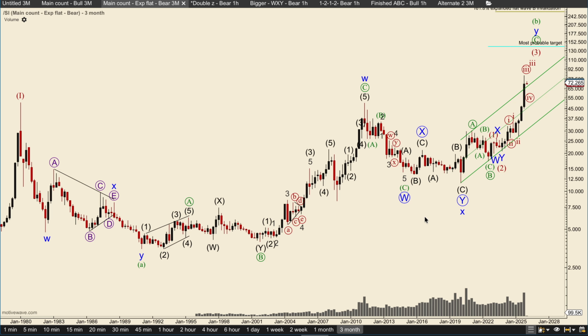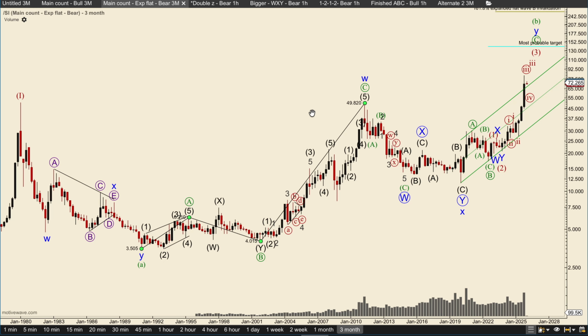Which one of these has the highest probability? If we start with the bearish scenario, which we have here, this doesn't break any rules, and it's very important not to break rules when doing the Elliott Wave counting, but it doesn't really adhere to the guidelines.